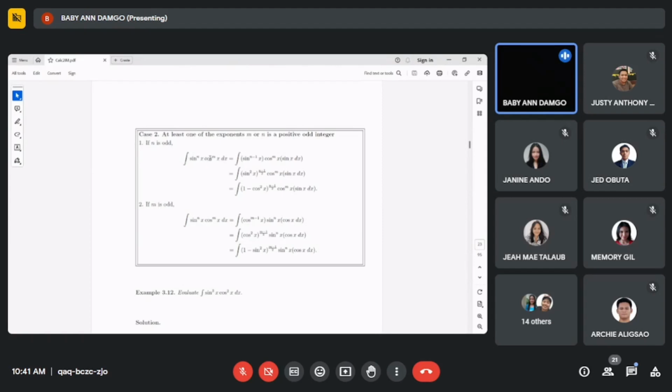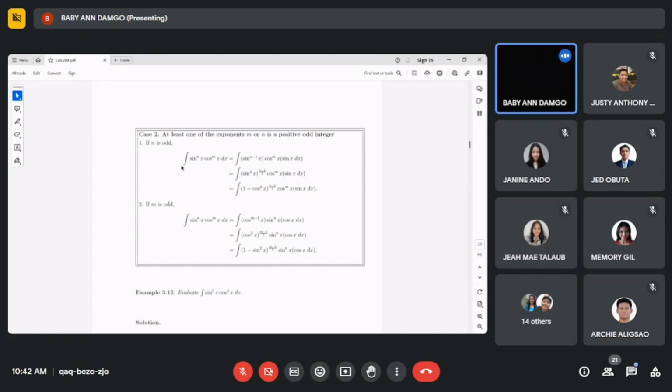So the idea is the same as case 1: you retain one sine x. The remaining sines you convert into cosine, and then simplify. Another is what if the odd power is on the cosine. It's the same: you retain one cosine, which is the cosine x dx, and the remaining cosines you convert into sine, and then simplify. So that is case 2.